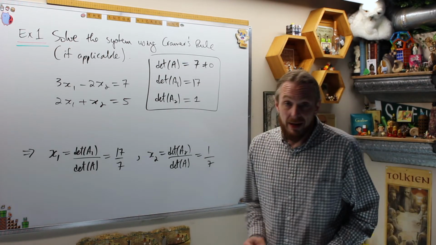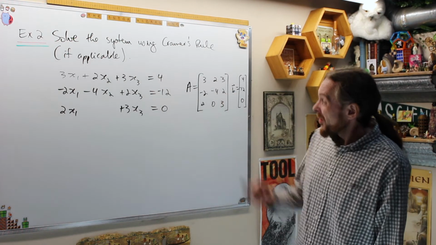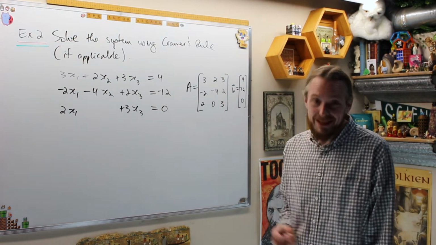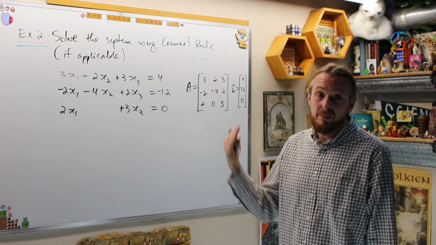Let's try this with a 3 by 3 system now. All right, example 2, we're going to solve a 3 by 3 linear system using Cramer's rule if applicable. What does that mean? Again, first we're going to compute the determinant of the coefficient matrix. If that's non-zero, then we can move forward.